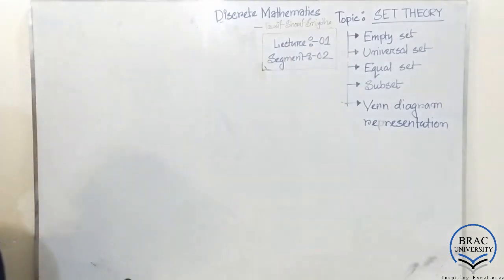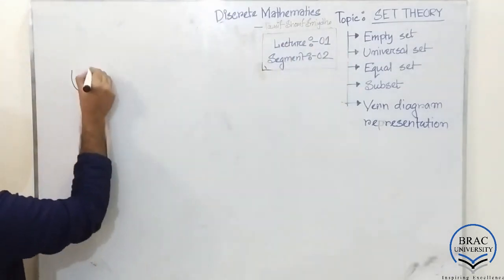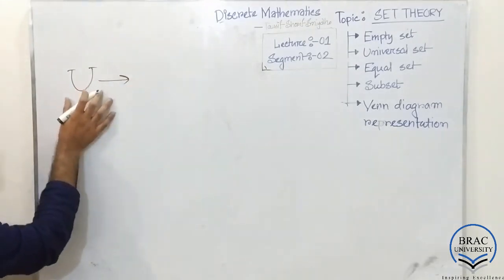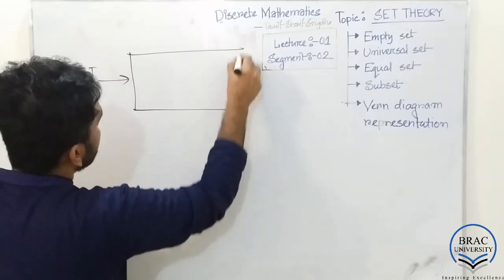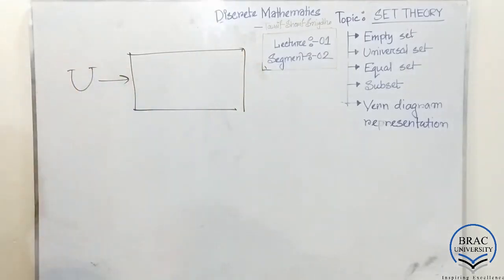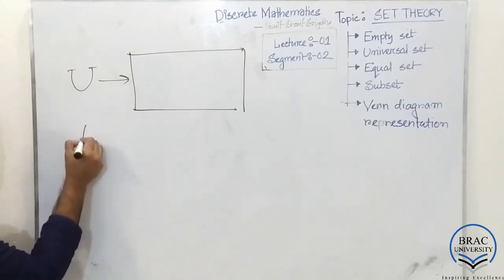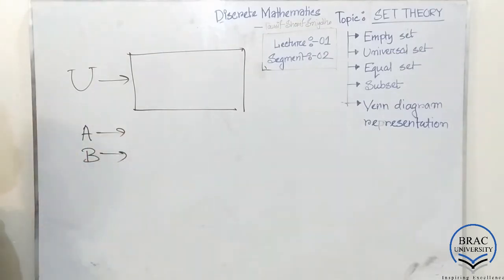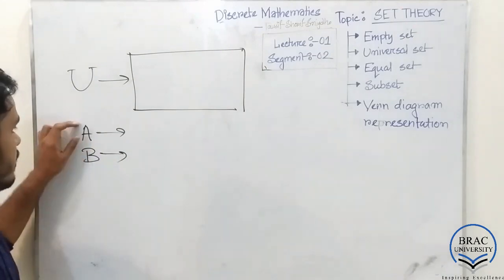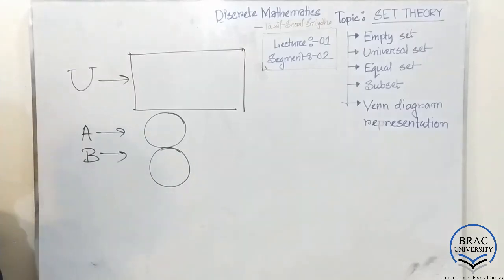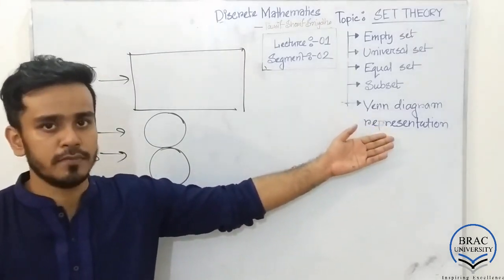Here, we studied universal set. John Venn expressed U, that is universal set, using a rectangle. This rectangle refers to universal set. And if we consider set A and set B, those two sets are considered here. We express sets using circles according to Venn diagram rules.